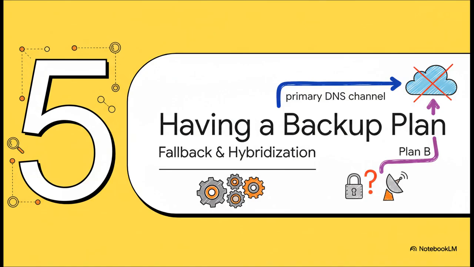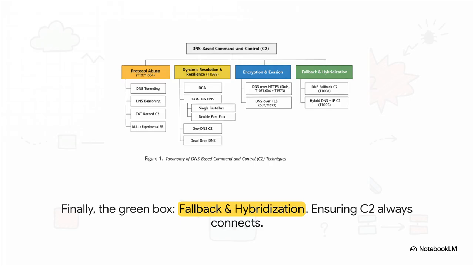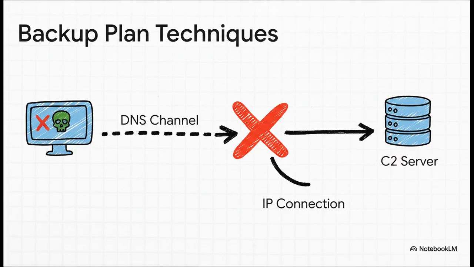All right, last but not least. No smart attacker ever puts all their eggs in one basket. What happens if their main DNS channel gets found and shut down? They've got to have a plan B. And that brings us to our final category here, fallback and hybridization. This is all about resilience, making sure the malware can phone home no matter what. This one's pretty straightforward, but really effective.